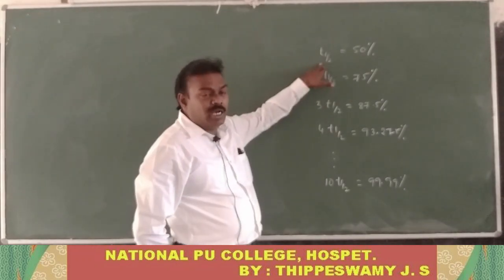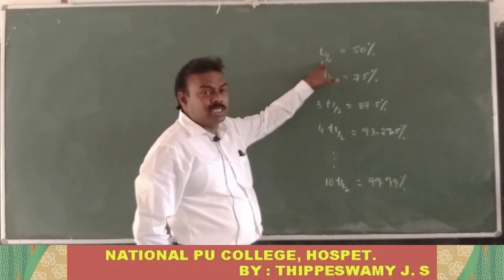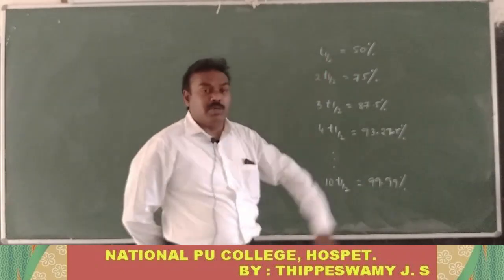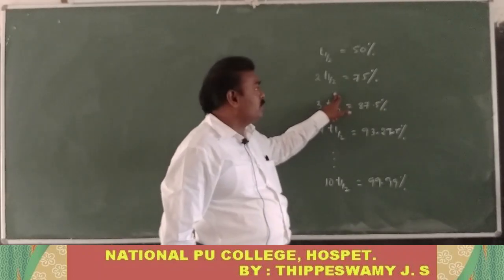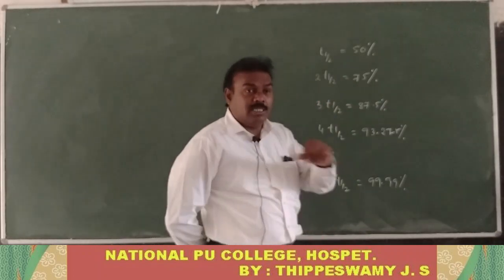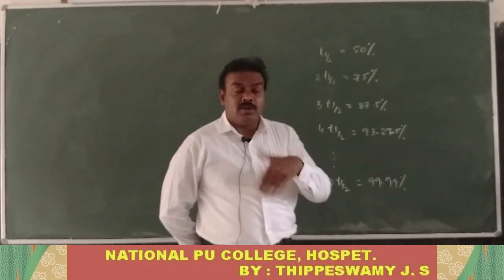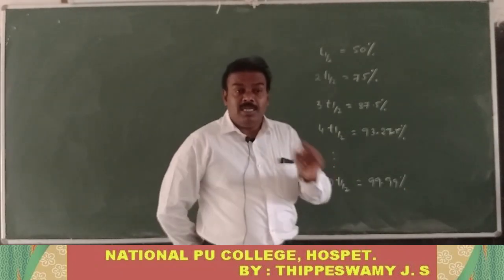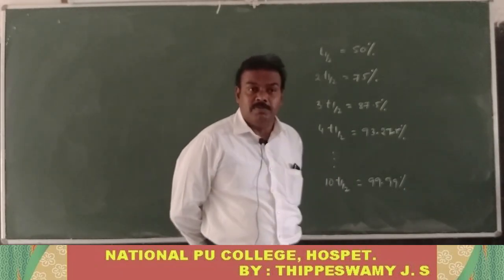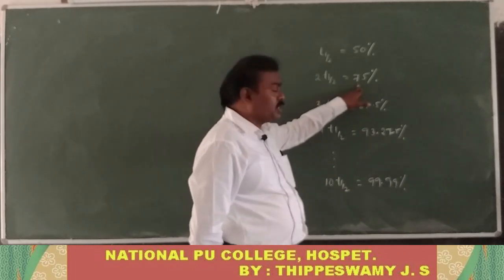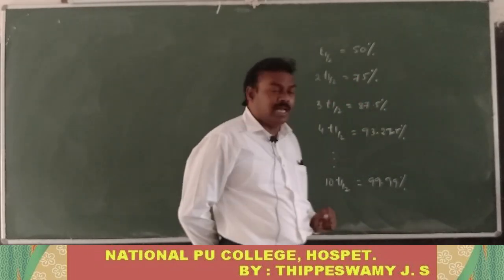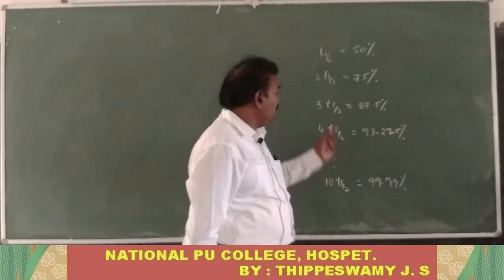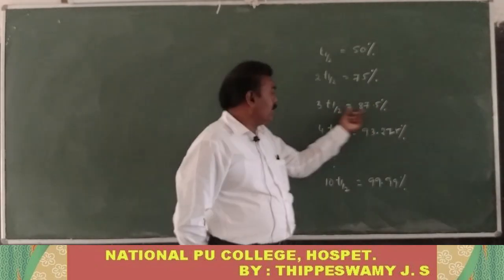One half-life we already know is 50% completion only, or half completion only. Next, 2 half-lives: one is 50% completion, another is 25% of the remaining 50%. So we can say that for 75% completion there will be 2 half-lives. For 87.5% completion, how many half-lives?